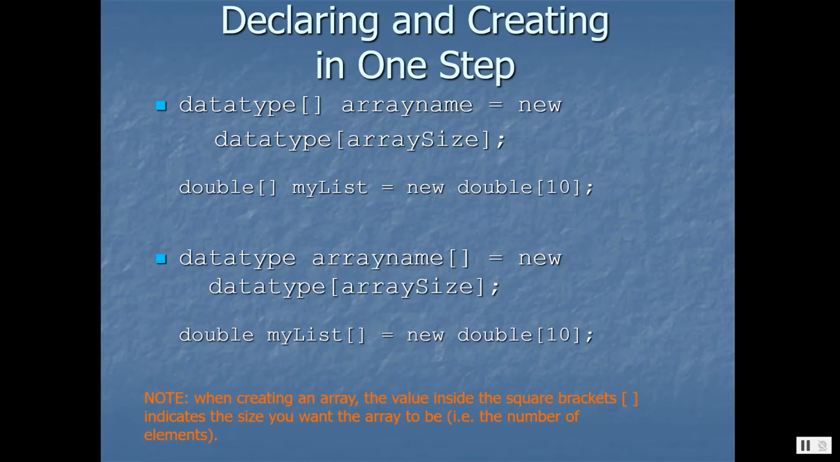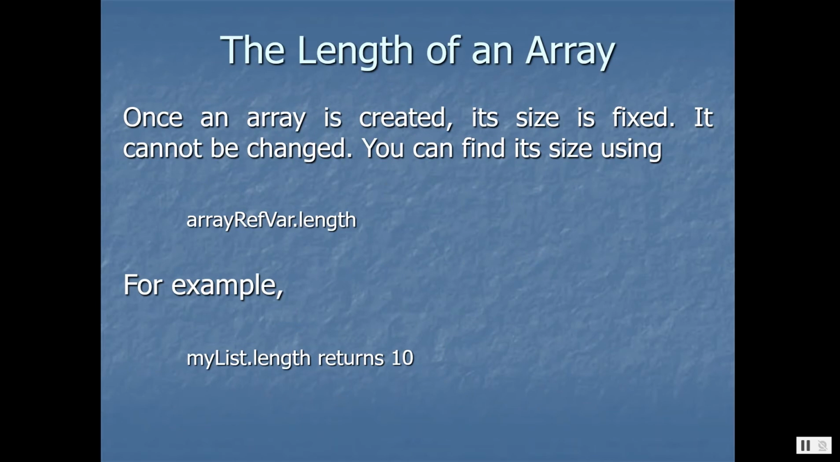And of course, like most things, you can declare and instantiate in one fell swoop, as you can see we're doing here. So arrays have a property called length, and that comes in handy. So mylist, which had been created from the previous slides, is going to have mylist.length with a value of 10.